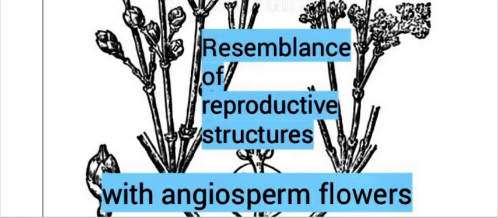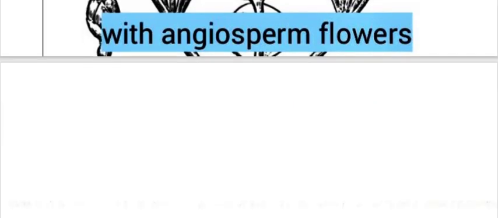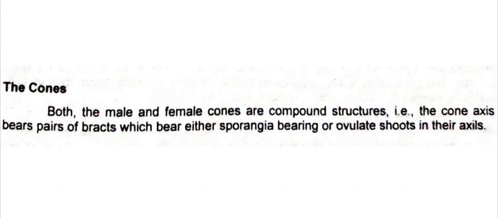So these reproductive structures are also sometimes referred to as the inflorescences or the flowers in the angiosperm plants. In the Ephedra plant, both the male and female cones are compound structures. These are complex structures.